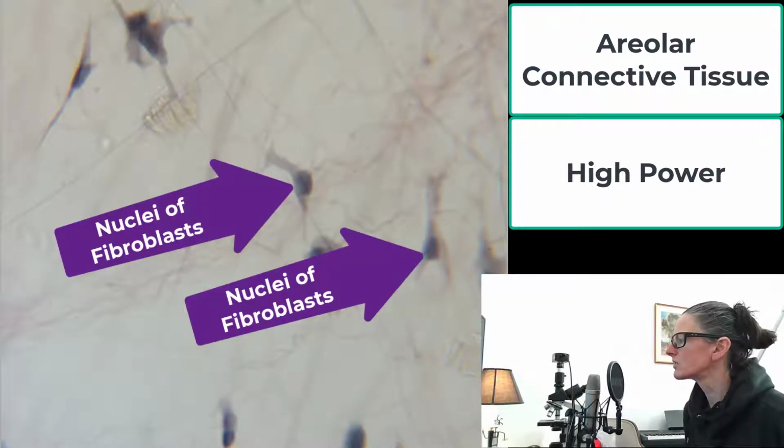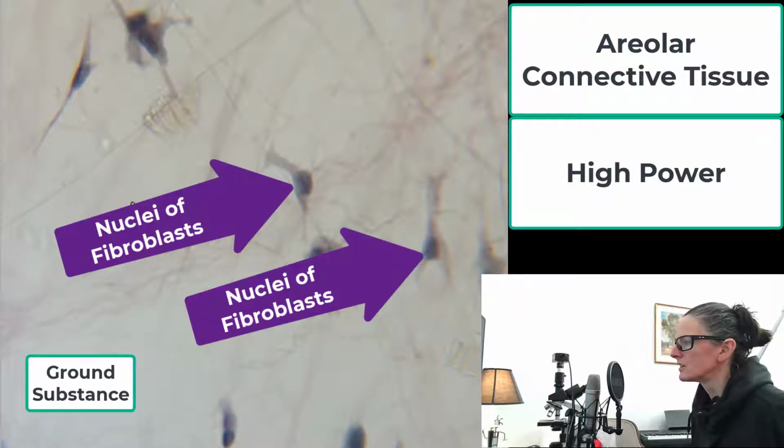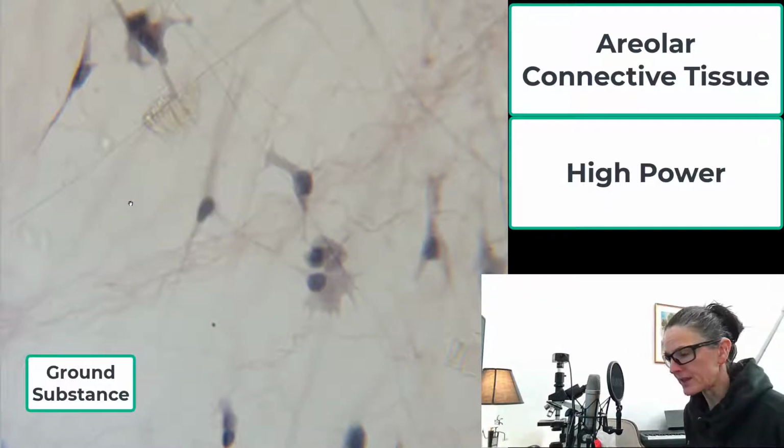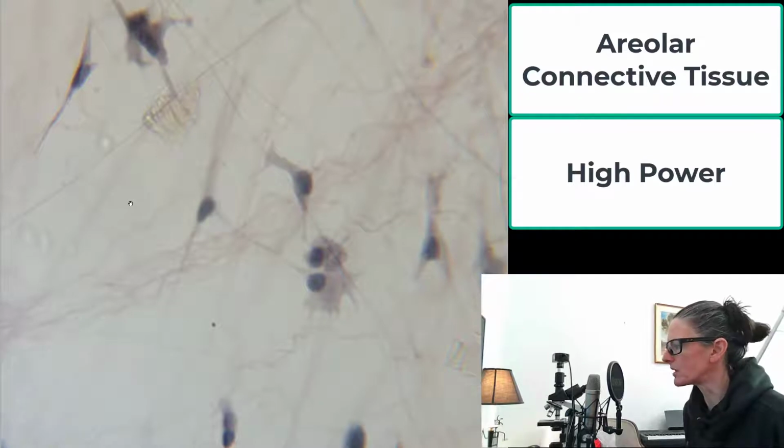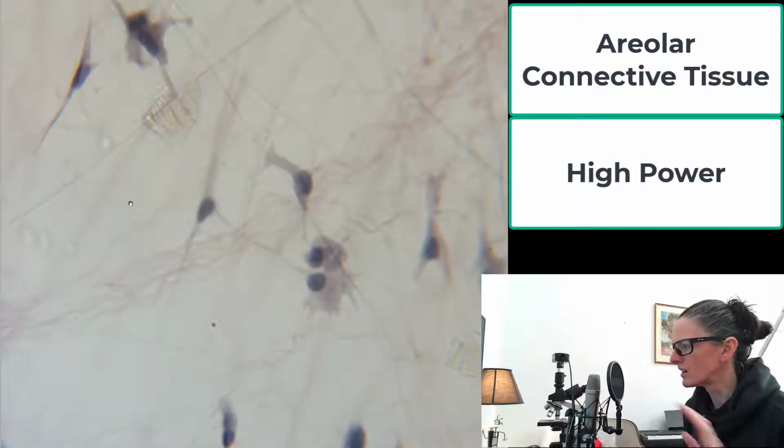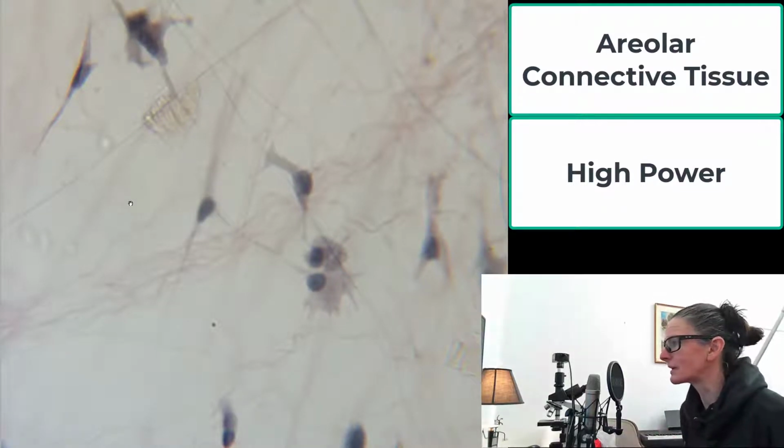We also see the darker nuclei of the fibroblasts, and in the background we have the ground substance. And the ground substance, as we have said, is not conducive to pathogens swimming through it. So it's a good first defense of keeping pathogens from being able to get around in here. So it's a good way to trap pathogens.